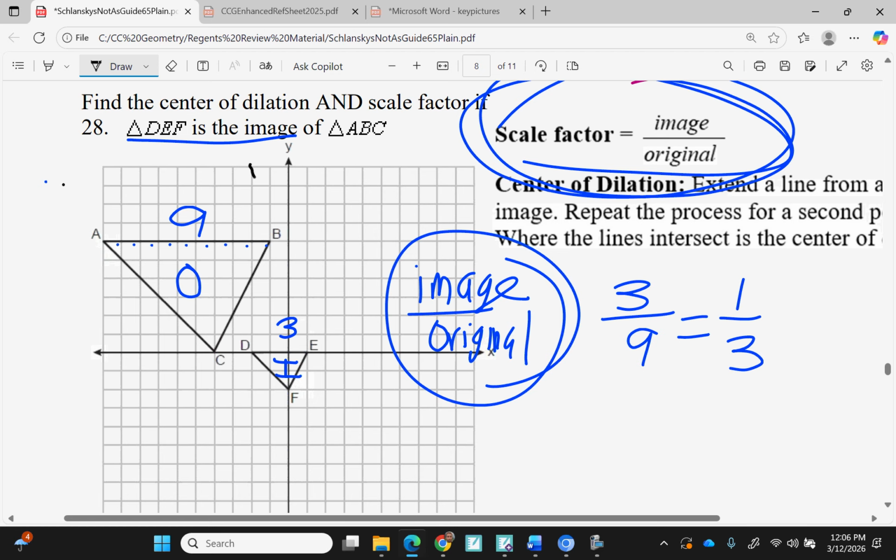So I'm going to connect B to E. Then I'm going to connect any other point to its image. So I'll do C to F, and I'm going to extend it. Where those lines intersect, that's your center of dilation. So again, I'm a little freehand here. It's not perfect, but looks like it's going to be 2, -3.